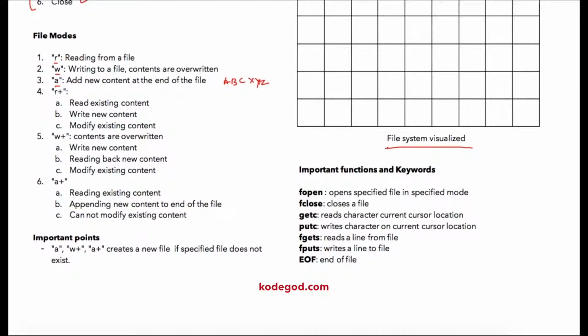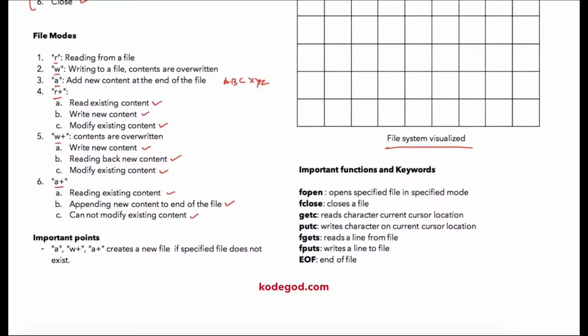Then there are a few more advanced file modes, that is R+. Using this mode, you can read existing content, you can write new content to the file, and you can modify existing content as well. Similarly, we have W+. In this case, contents are overwritten like in the case of W. In addition to it, you can write new content, you can read back the new content that you have written, and you can modify existing content in the file. Then finally, there is another mode, A+, in which you can read existing content and you can append new content at the end of the file, but in case of A+, you cannot modify existing content. So these are 6 different file modes which are available to us in C language. You can use the mode depending on your coding requirements.